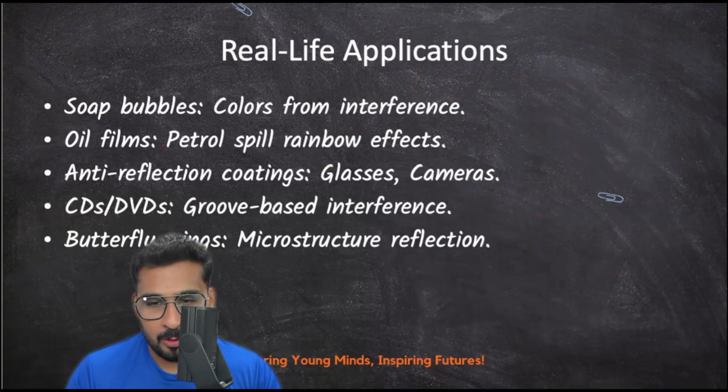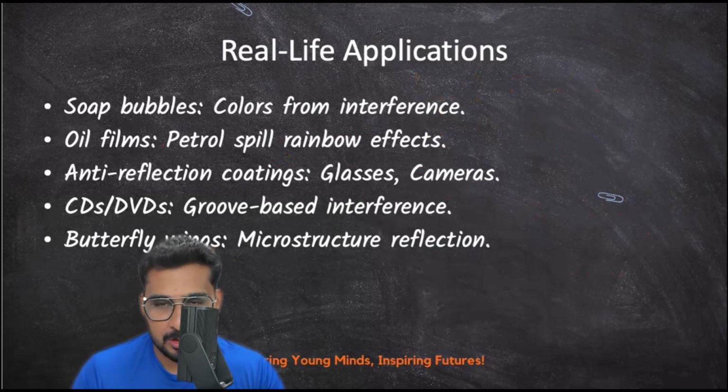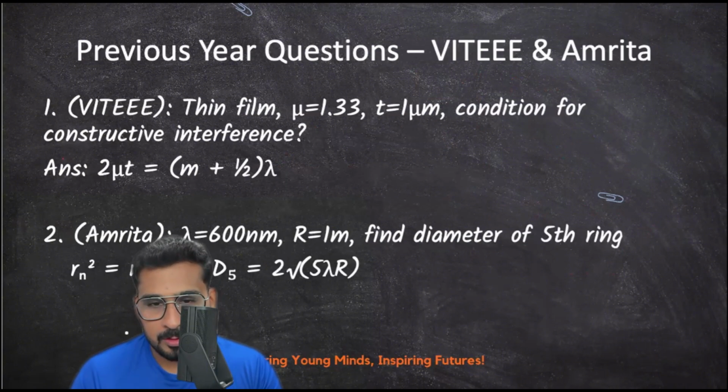So this Newton's ring and thin film interference have so many interesting real life applications like soap bubbles. The colors that you see in the soap bubbles are because of this thin film interference. And as I told earlier, oil films, when petrol is spilled on water, will have a rainbow effect. And some butterflies in nature have this kind of iridescent effect. This iridescence is also another name given to the thin film interference concept. So these are some of the previous year questions that I have taken.